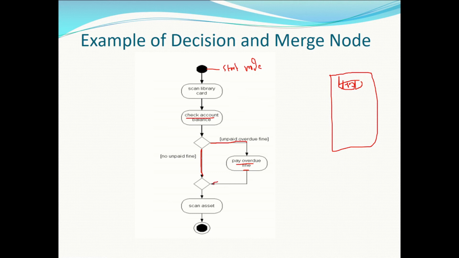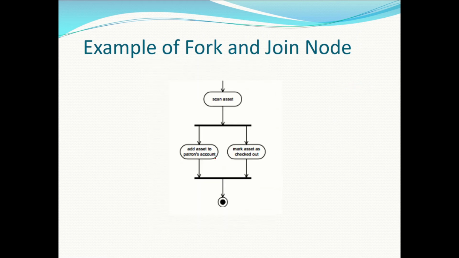And both of them will be merged. This is a merge because the arrow is going into what? Into the simple scan assist, and then that's the end of the process. Okay, so this is a simple example of using these things. For example, here scan assist could be split into two processes running together at the same time. For example, you can make assist as checkout, or add assist to the pattern count or something like that.